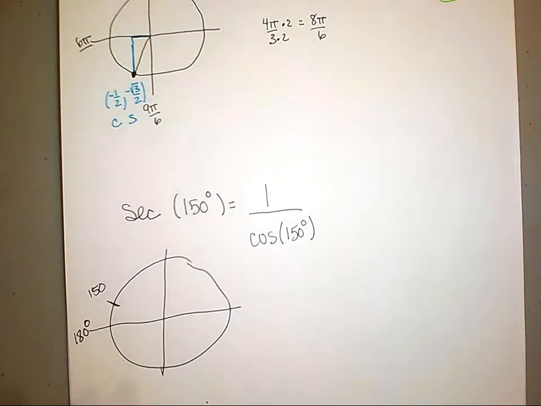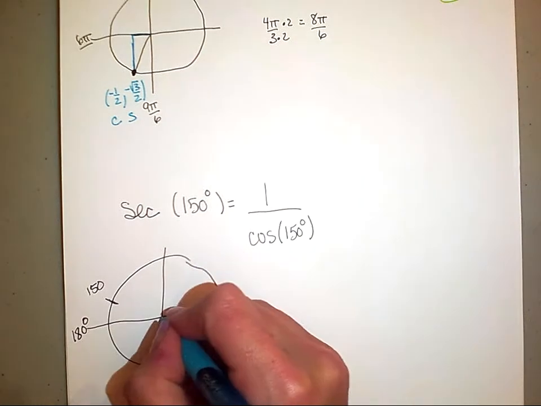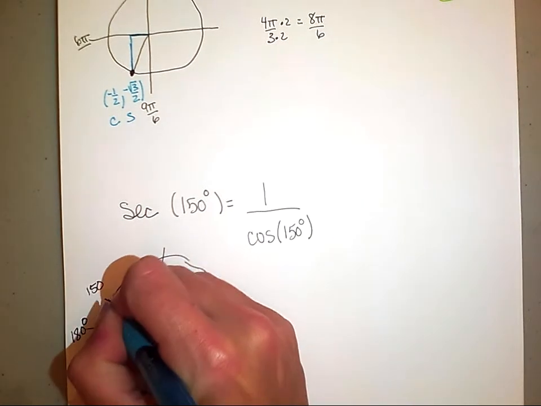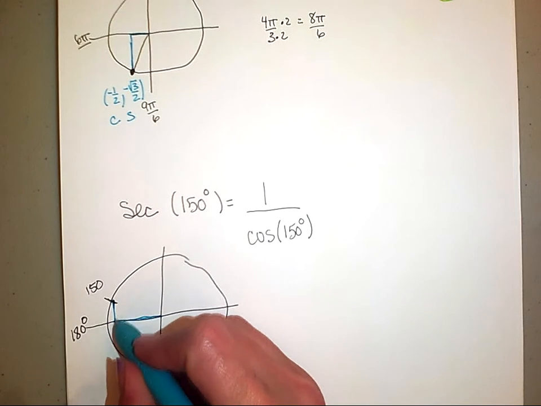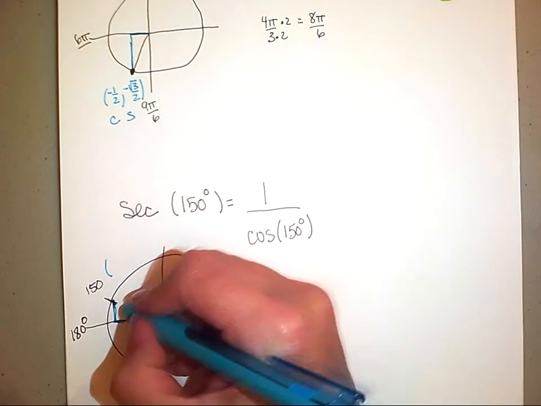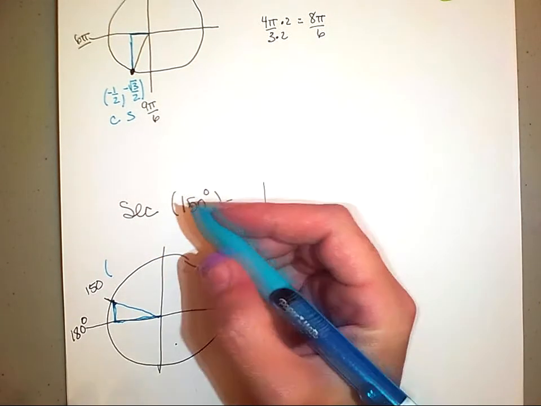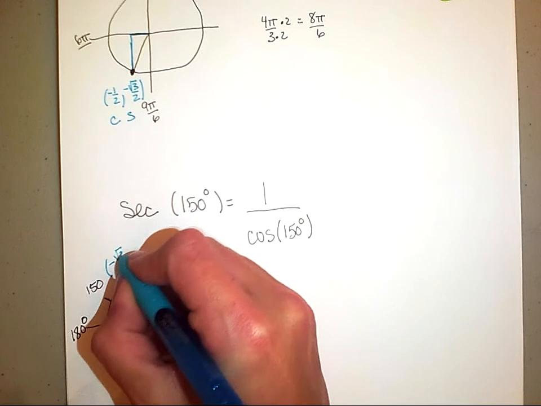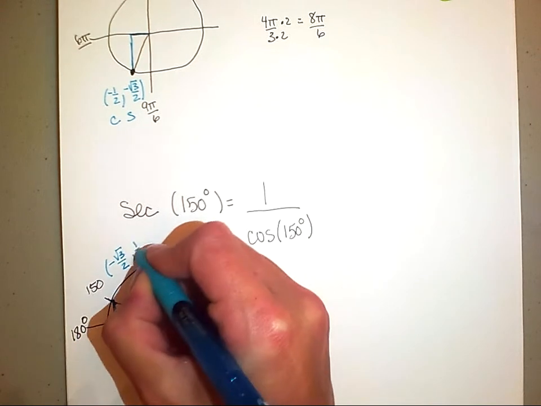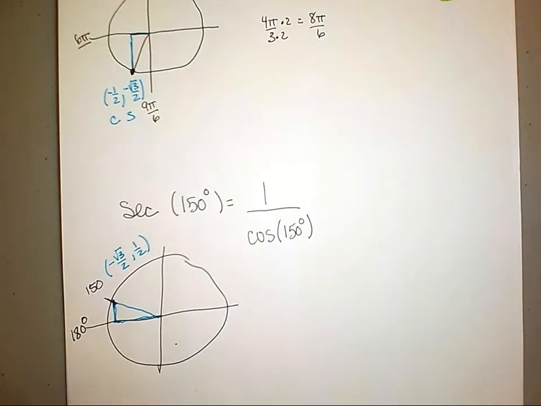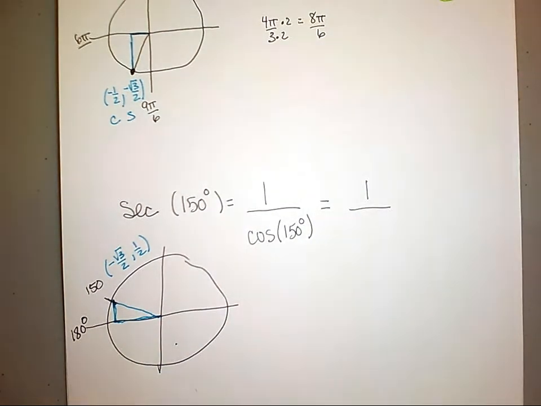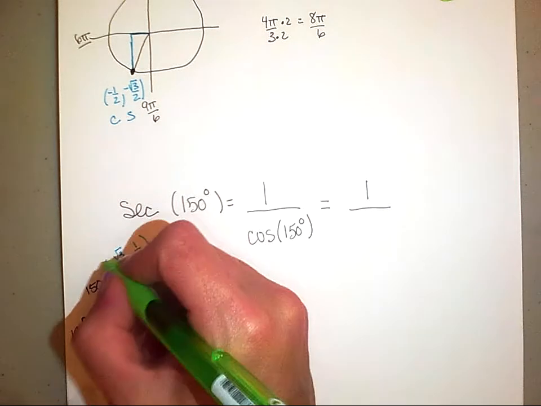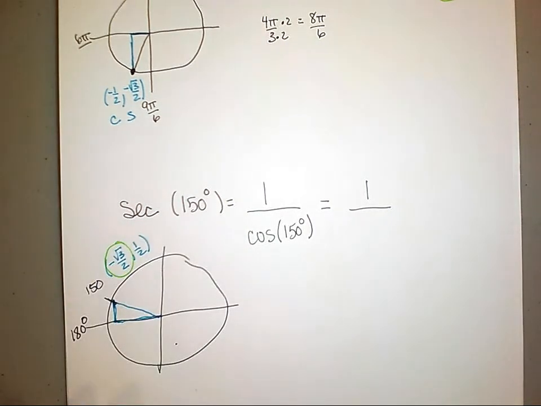So to get there, we would need to come out the long side of the circle and then up the short side. So the long side first, and then the short side. So there's our triangle. So this is the point negative square roots of 3 over 2 and positive 1/2. So this is equal to 1 over the cosine of 150 degrees. Well, the cosine of 150 degrees is negative square roots of 3 over 2.